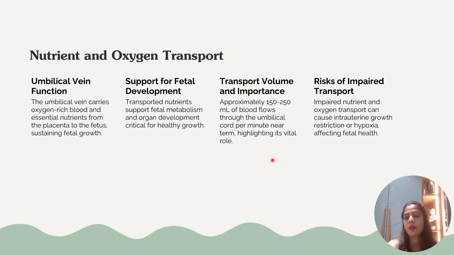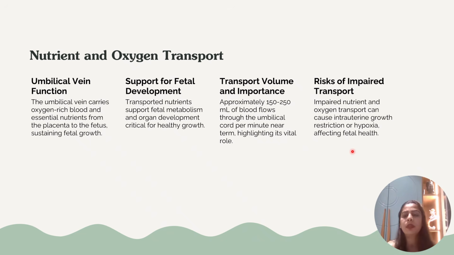It's a massive amount of activity for such a small space, showing just how hard the body is working to keep the baby nourished. There are also risks related to the umbilical cord. Risk of impaired transport: impaired nutrient and oxygen transport can cause intrauterine growth restriction or even intrauterine death, or hypoxia, which will affect fetal health.